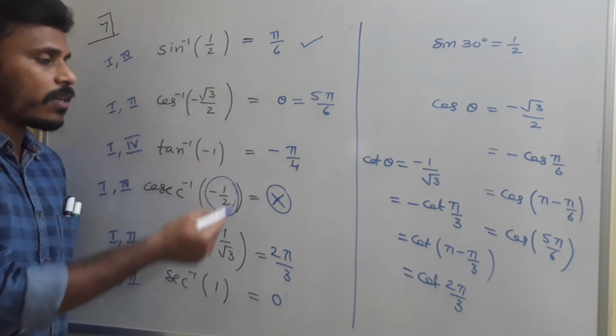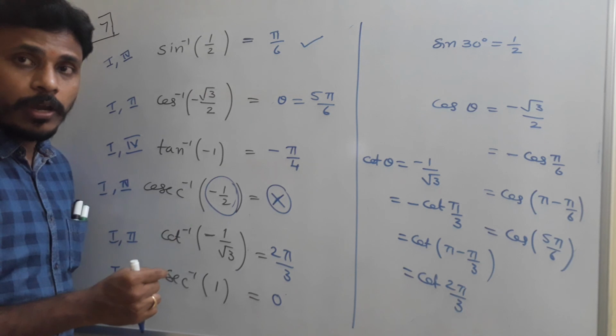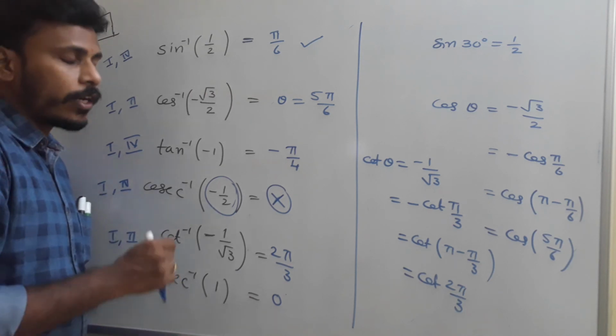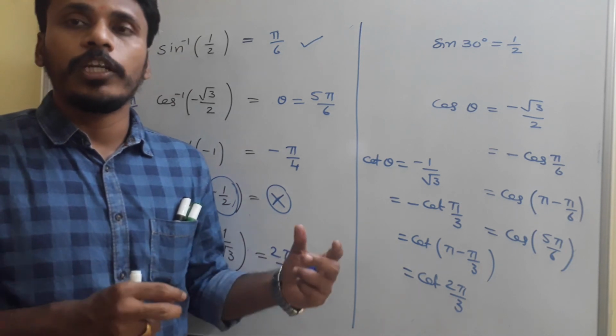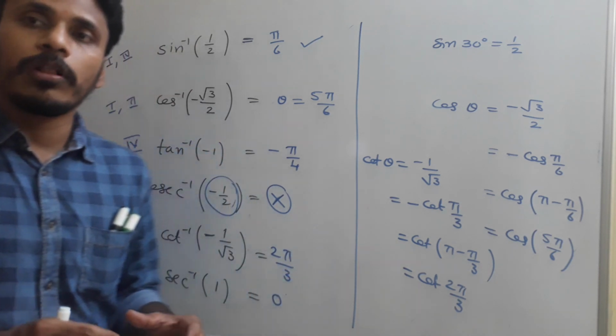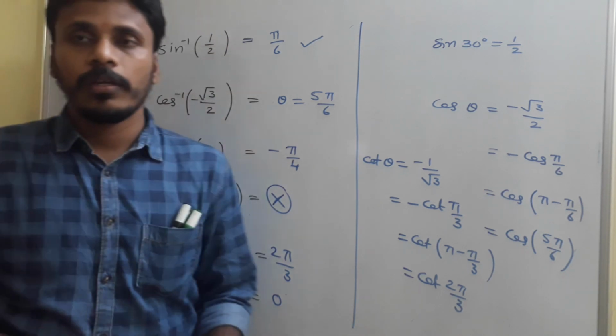To answer this type of problems, we need to have a command on trigonometry: trigonometric values and the way of finding related angles in trigonometry. All these things we need to know. With the help of all this, it is very easy to find these inverse trigonometric values. Just have a look.